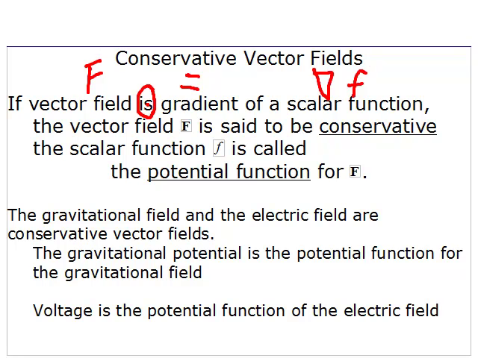There are two very important fields that are conservative. One is a gravitational field and the other is the electric field. And they have potentials. The potentials, remember, are a scalar function. This scalar function gives a scalar value throughout the domain, in this case throughout R3. The gravitational potential is what you call the potential function for the gravitational field. So here's the little f for the big F of the gravitational field. For the electric field, the potential is called voltage.